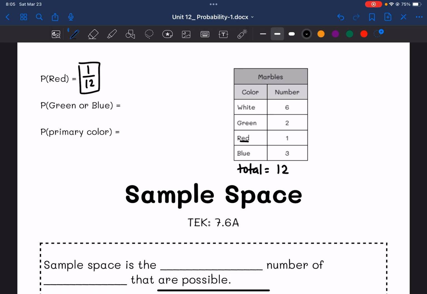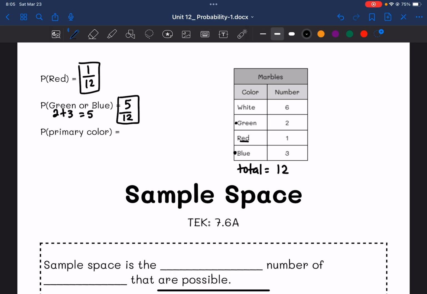Probability of green or blue. Here is blue, green, here is blue. That would be 2 plus 3, which is going to give me 5. So that would be 5/12. And again, I cannot simplify this, so we are done.